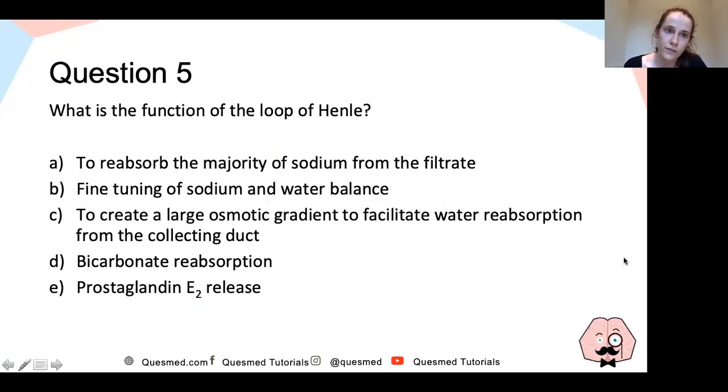Question 5. What is the function of the loop of Henle? Is it A, to reabsorb the majority of sodium from the filtrate, B, fine-tuning of sodium and water balance, C, to create a large osmotic gradient to facilitate water reabsorption from the collecting duct, D, bicarbonate reabsorption, or E, prostaglandin E2 release?